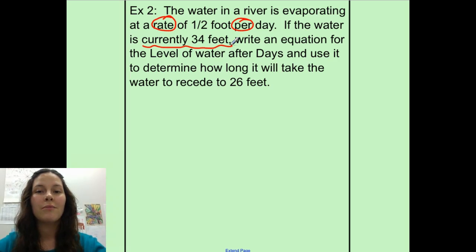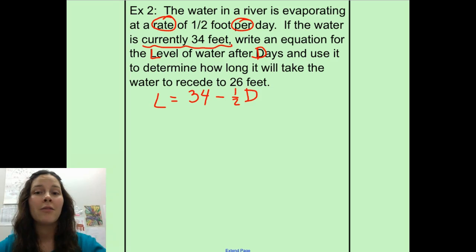So again, I'm giving you some different variables to use. Level of water after how many days? So we have the water level depends on how many days the water has been evaporating. We have our current water level at 34, and because the water is evaporating, I'm subtracting the half a foot per day that the water disappears from the river. So there is our equation, and then we'll use it to see how long it will take to recede. That means go down to 26 feet.